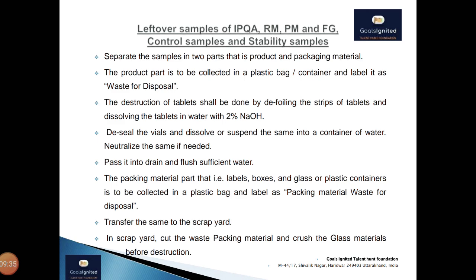For hazardous or toxic medicine or substance, proper defoiling or anything else is not required. You need a proper agreement in place that the outside agency will take care of all the expired medicines, toxic or hazardous substances. Then the packing material part, the labels, boxes, glass and plastic containers, is to be collected in a plastic bag, labeled as packing material waste for disposal, and transferred to the scrapyard. In the scrapyard, cut the waste packing material and crush the glass material before destruction.